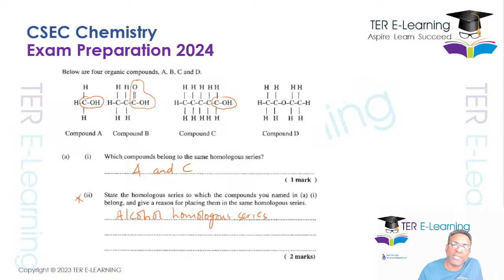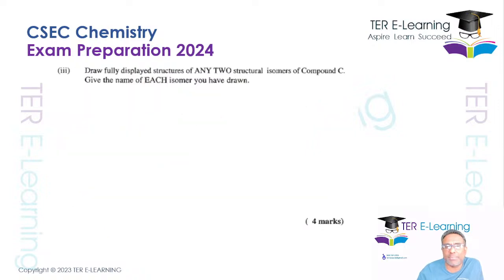Now they said give a reason for placing them in the alcohol homologous series, right? All you're going to tell them is that each has the hydroxyl group, right? So each of them have the hydroxyl group, which, by the way, is ROH, right? That's the hydroxyl group. Sometimes they ask us to name the functional group, right? So that's part 2. The next part, draw the fully displayed structures of any 2 structural isomers of compound C.